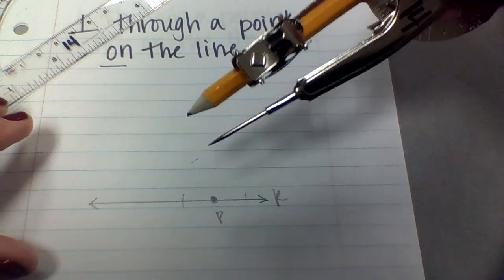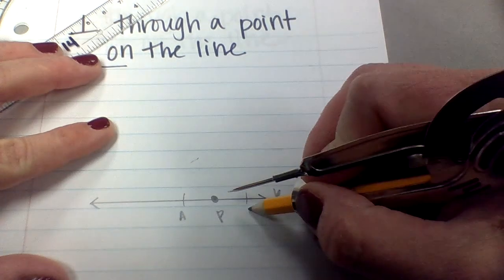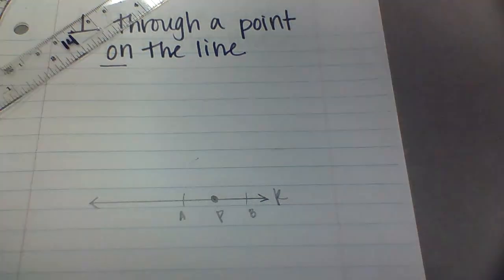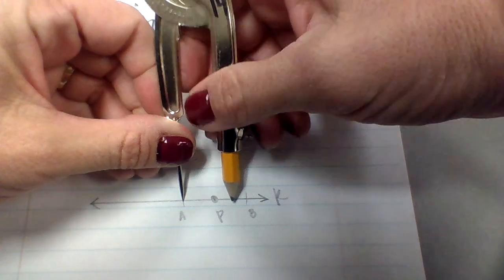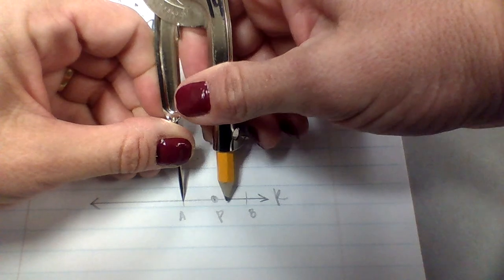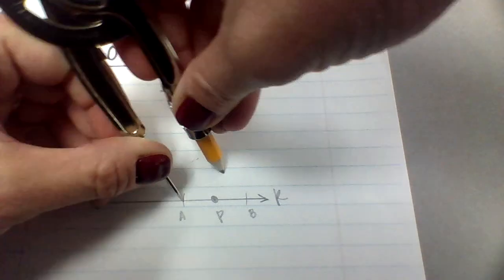Now I'm going to call those A and B. I don't have to, but it seems to make it a little bit easier. Now place the compass at point A and adjust the radius again. So now it's different than what you just did. I'm going to make it more than half. I don't want this to be right here, I want it to be more than half. And I'm going to go up here and make an arc.